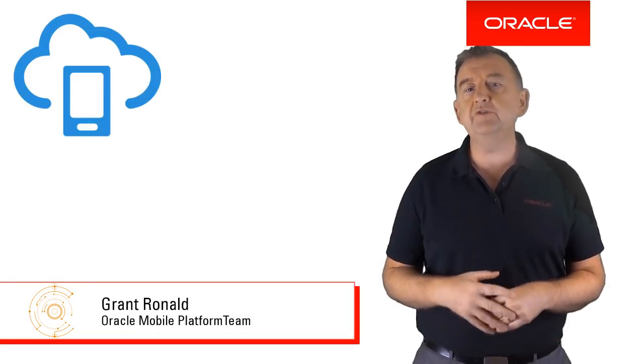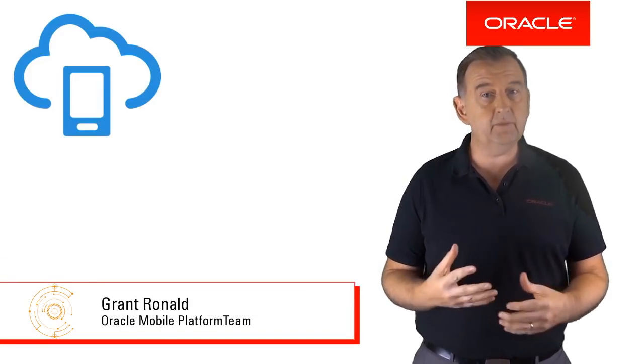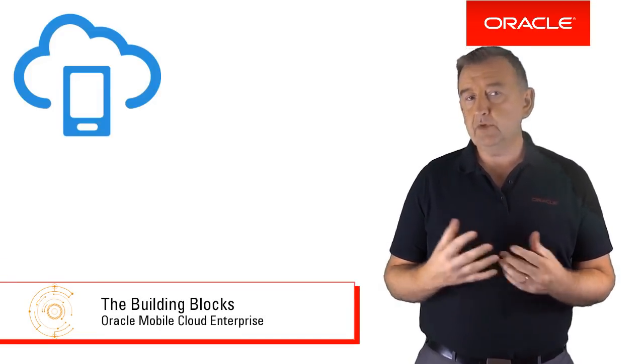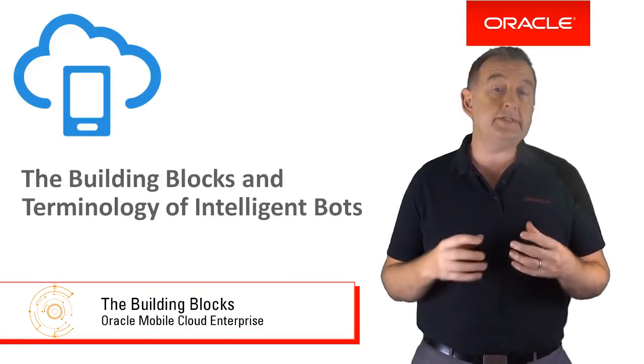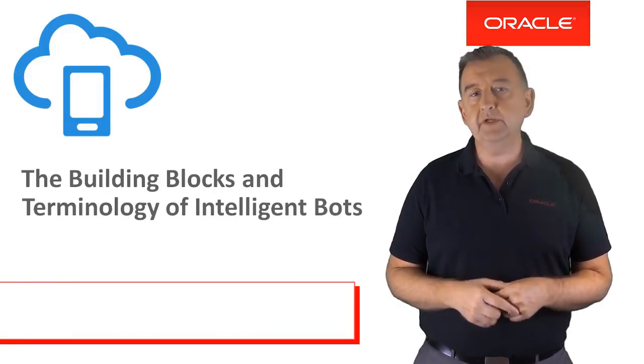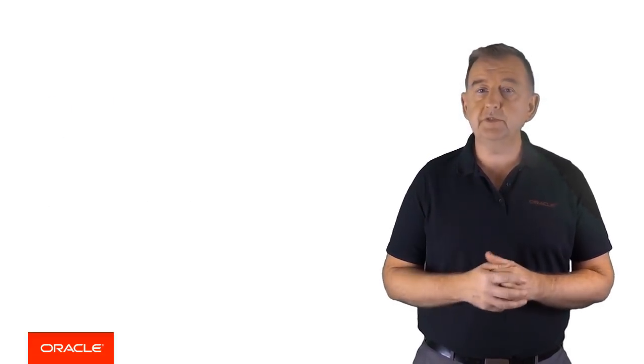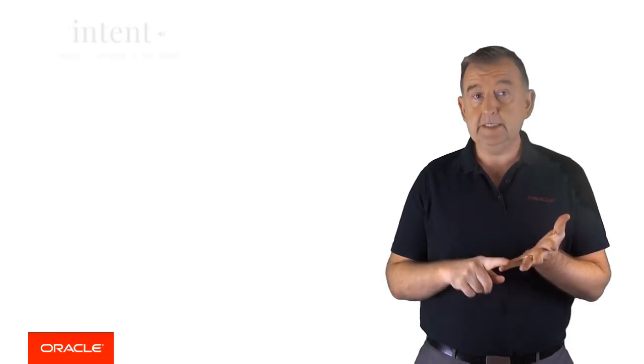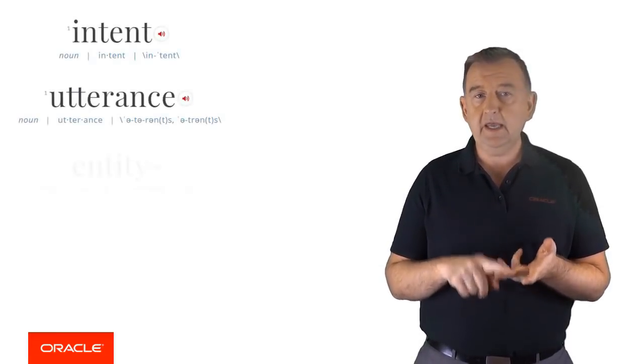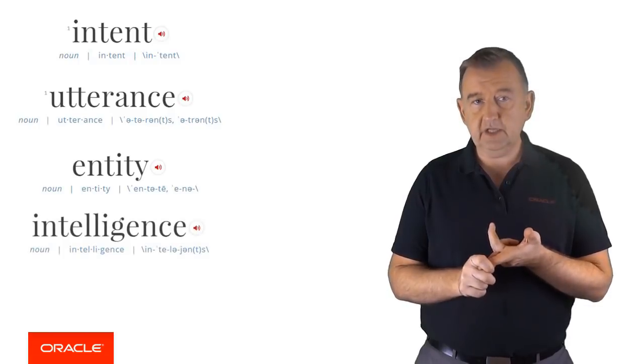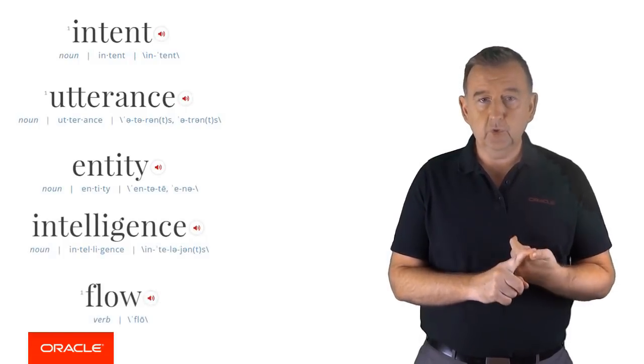Now, any new technology introduces its own concepts and language, so in this video I'm going to take a quick look at the building blocks and the terminology around the development of intelligent bots. Broadly speaking, there are 5 concepts or terms that I'm going to be explaining in this video: intents, utterances, entities, artificial intelligence, and conversation flow.